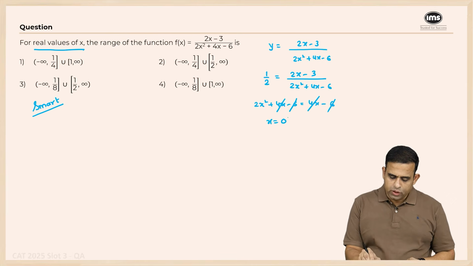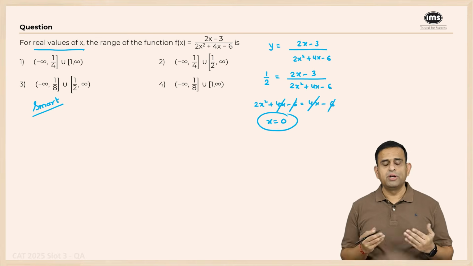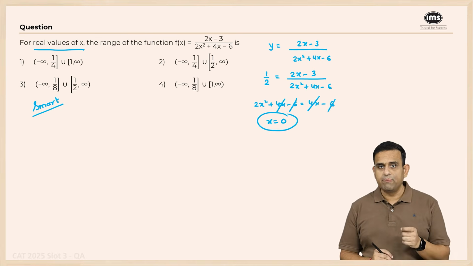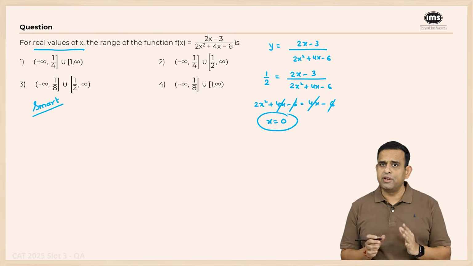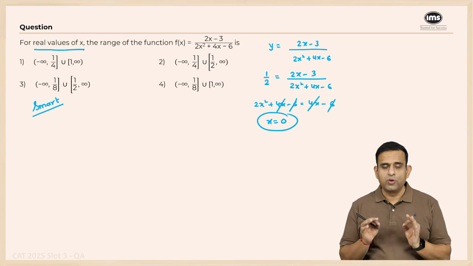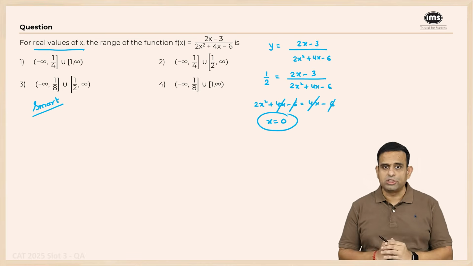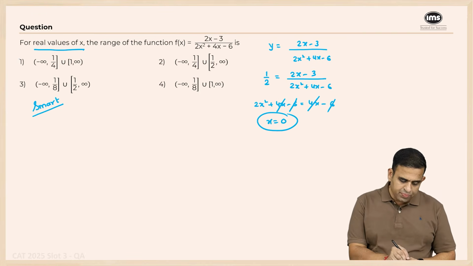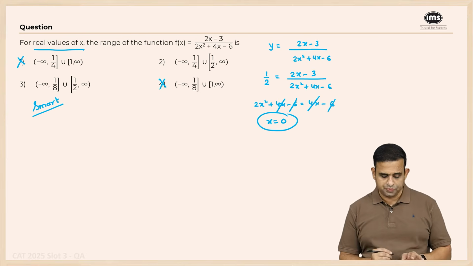I get x equal to 0, which is perfectly fine. If you put x equal to 0, the expression simply becomes minus 3 by minus 6, which is definitely equal to 1 by 2. So 1 by 2 is definitely one of the possible values, which is coming out to be true in options number 2 and 3, and hence options number 1 and 4 are going to be out.